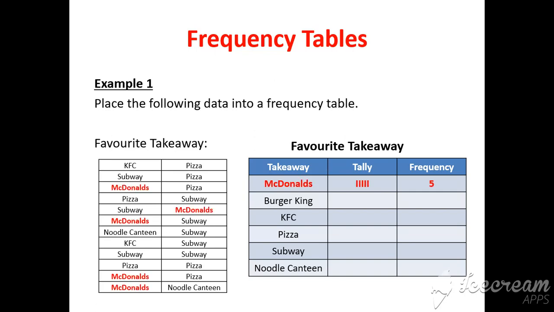McDonald's, there were 5 people, so we put 5 marks in the tally column and we have the number 5 in frequency. There was nobody that likes Burger King. There were 2 people for KFC, 7 people for pizza, 8 for Subway. This looks to be the most popular for this survey, and 2 people for Noodle Canteen. Now we're going to add up the frequency column. So we add up all those numbers in the frequency column. We'll get 24. So that tells us there were 24 people in the survey.